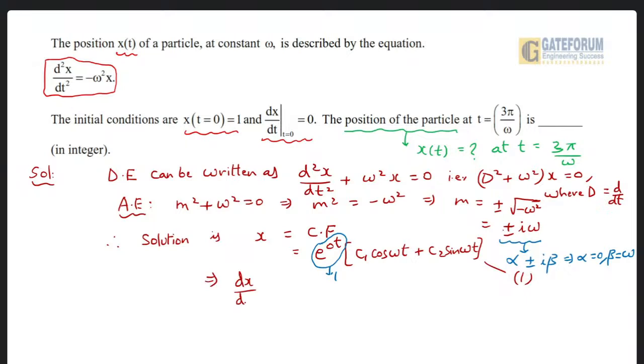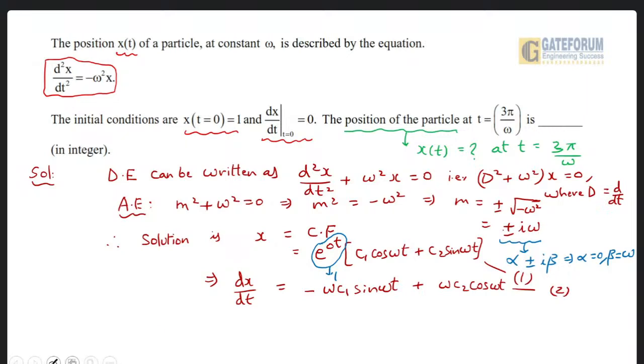Derivative with respect to t. The derivative of cos is minus sin, the derivative of sin is plus cos, and omega is multiplying. So finally this is minus omega times c1 times sin omega t plus omega times c2 times cos omega t. Let us denote this as equation 2.